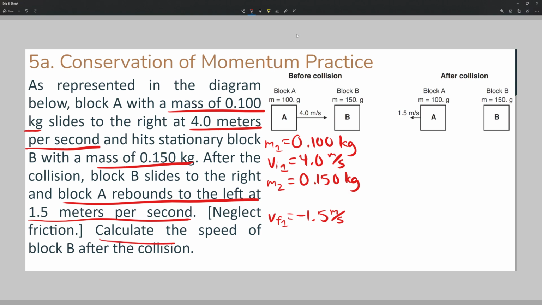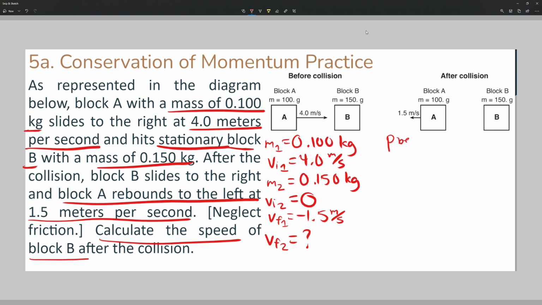Then they say calculate the speed of block B after the collision. They want you to find the final velocity of object 2. Now we're missing a velocity. We're missing the initial velocity of object 2. But block B is stationary, which means block B starts with an initial velocity of 0. Okay, so now we're doing our formula.